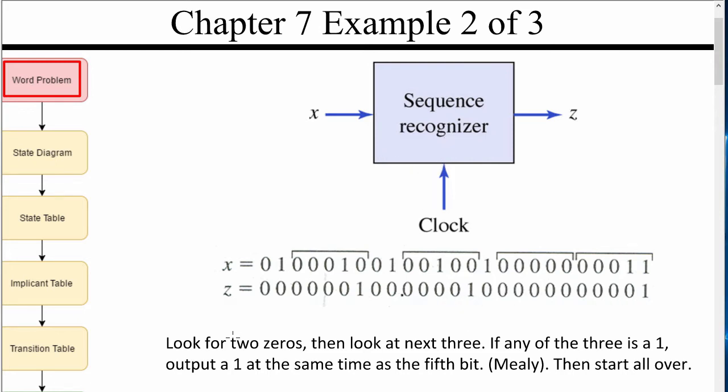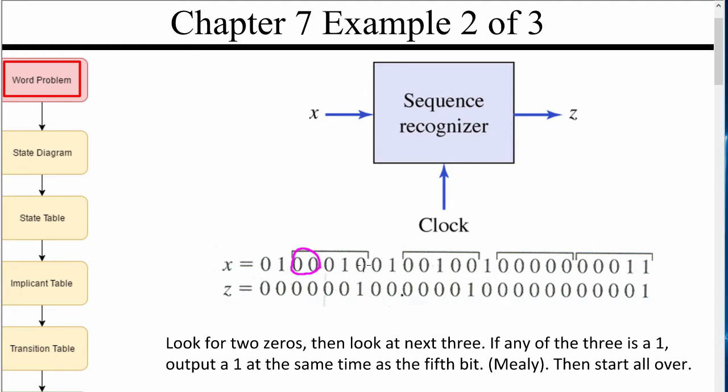The word problem: look for 2 zeros, then look at the next 3. If any of the 3 is a 1, output a 1 at the same time as the... When they're talking about timing, that means Mealy. All right, look for 2 zeros. There's 1, no. There's 1, there's 2. Okay, so there's a 2.